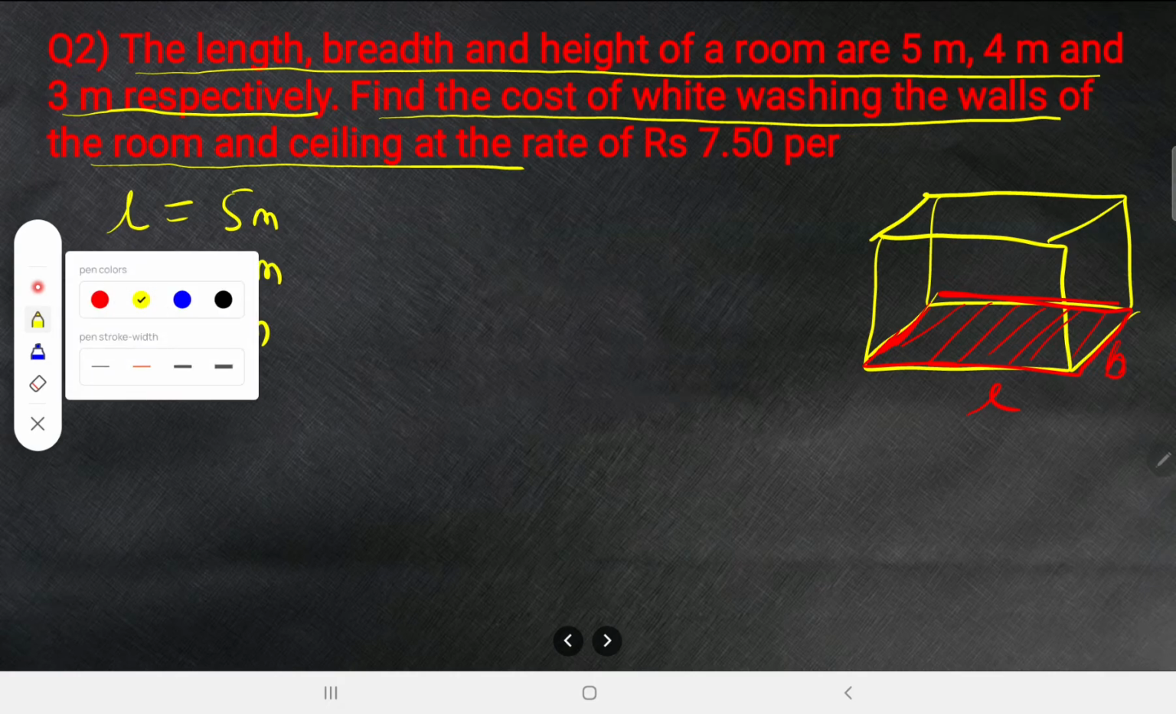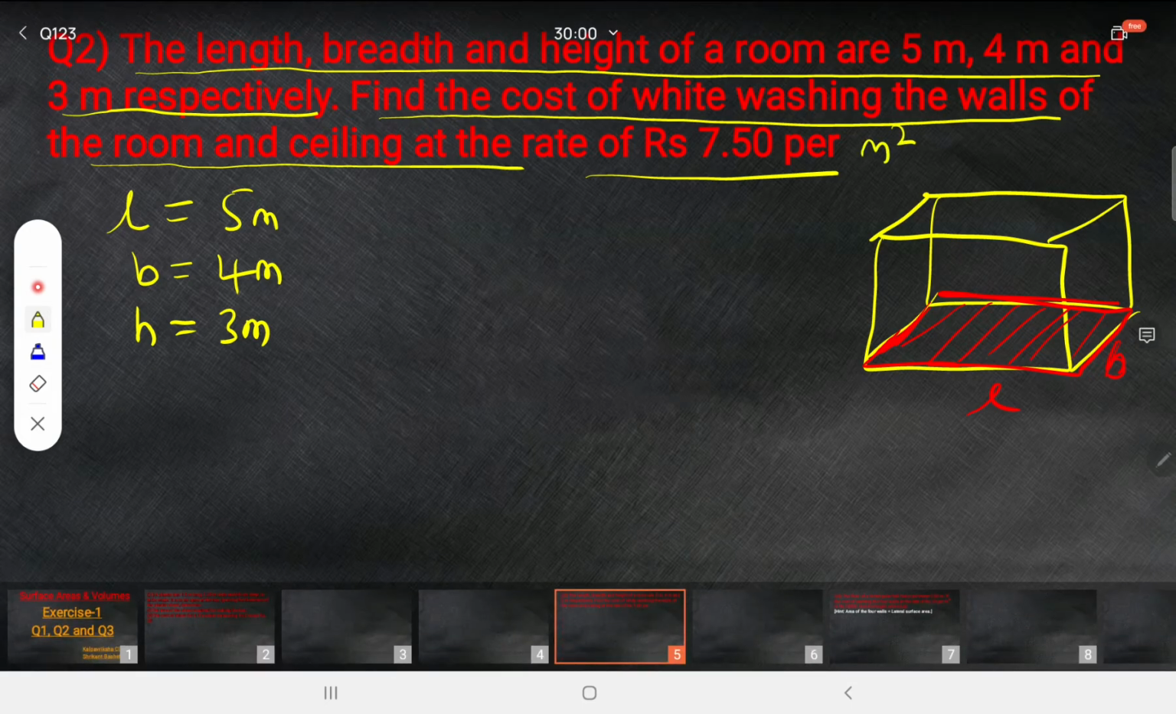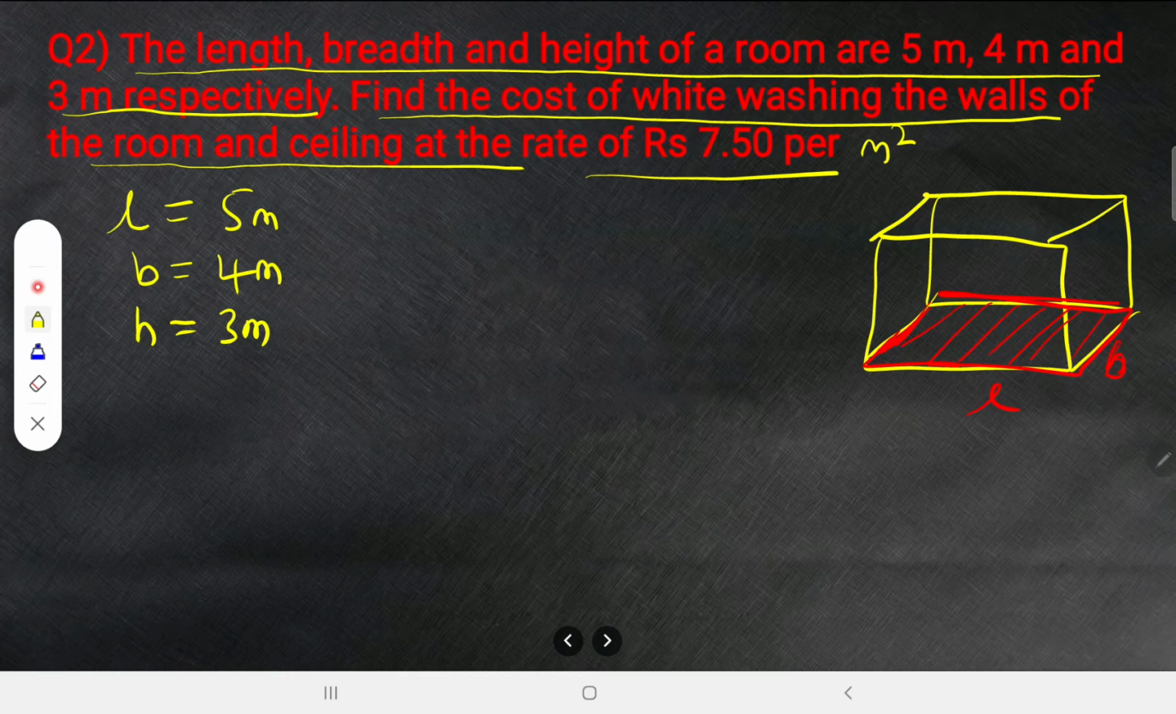All right, moving forward. Now they're asking what is the cost of whitewashing the walls of the room and the ceiling at the rate of 7.5 rupees per meter square. So again same thing, you find out the area to be whitewashed and you multiply that with 7.5.